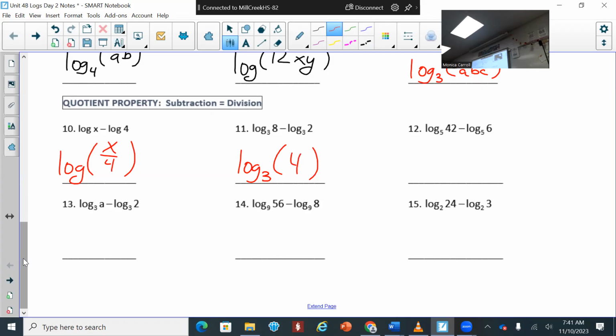Let's go ahead and write to the side of this how we got there. Log base 3 of 8 over 2. Yep, and that's how we ended up with the 4 instead of parentheses. Do the same thing on 12. This one will simplify down too. Let me see what you get.